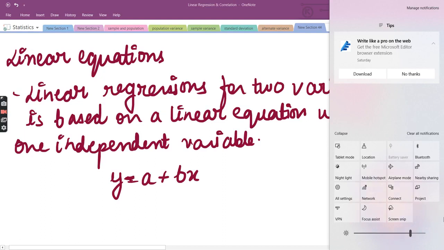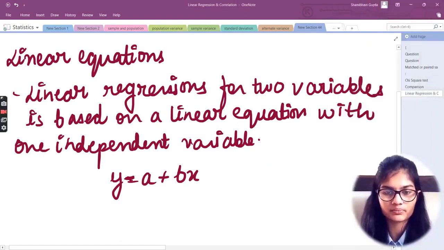Let me quickly remove this. So linear regression, basically, is for two variables, right? We had already seen the formula as well, how the formula is and how it is completely applied.